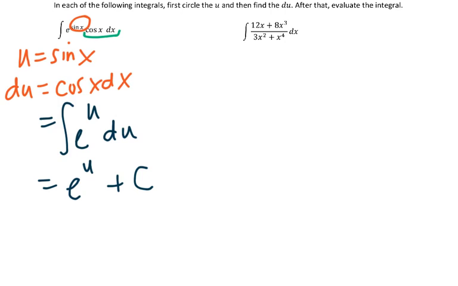So the antiderivative of e to the u is just e to the u plus some constant. And what you want to remember is that when you started this whole process, you had x's, so when you end, you should have x's. So instead of writing u here, I'm going to substitute in u was sine of x. So e to the sine of x plus c.